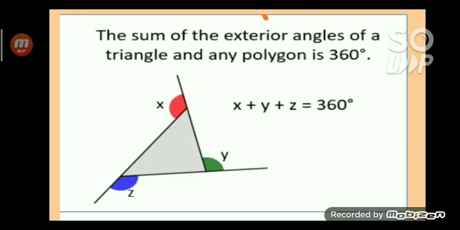The sum of the exterior angles of a triangle and any polygon is 360 degrees. Like having three exterior angles x, y and z, x plus y plus z equals 360 degrees. It means the sum of the exterior angles of a triangle is 360 degrees.